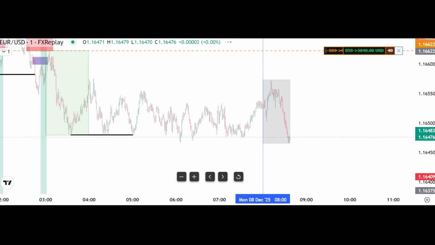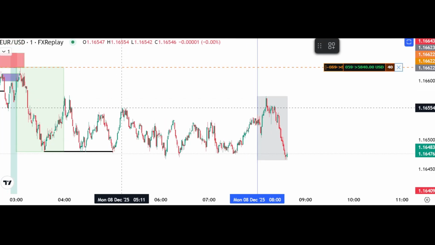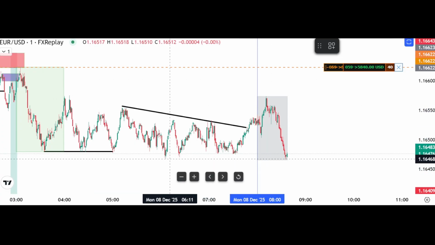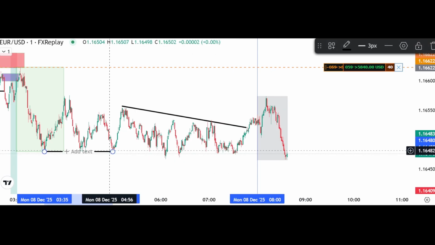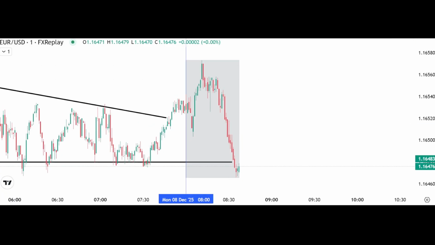Now price took liquidity. As you can see, it did not take it from this high, but it took a lot of liquidity. So this move is inducement to go lower. We have our break of structure somewhere around here. We can even consider this one as a break of structure. Now the best point of interest I can see is this one.